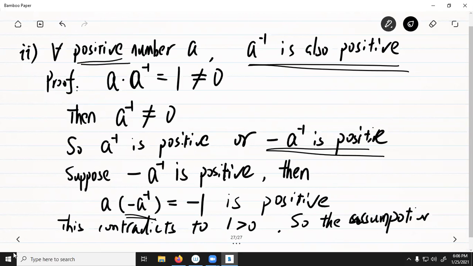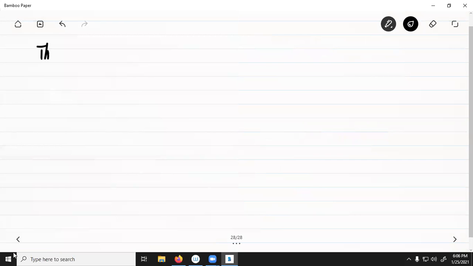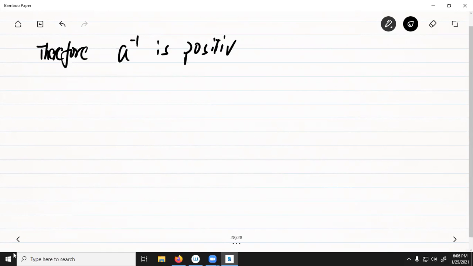Assumption is wrong. Therefore, we have no other choice. A -1 must be positive. Okay, so we finished the proof.